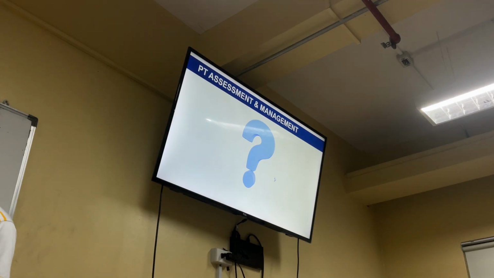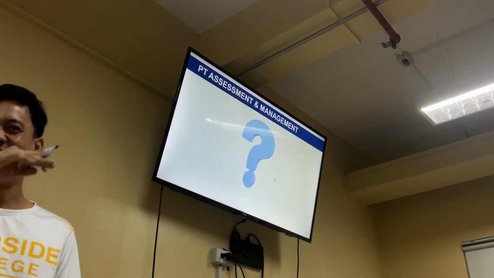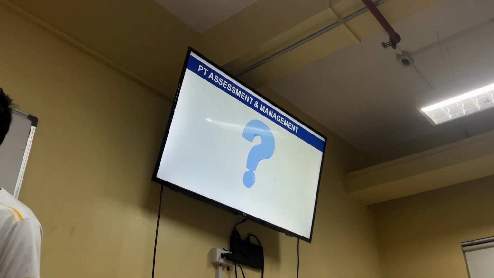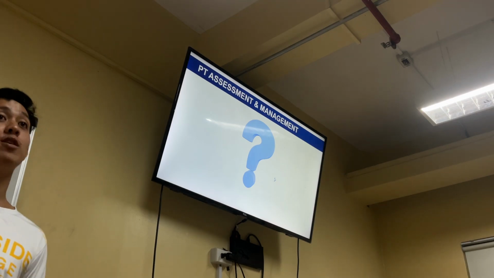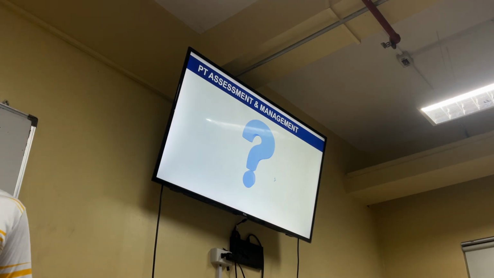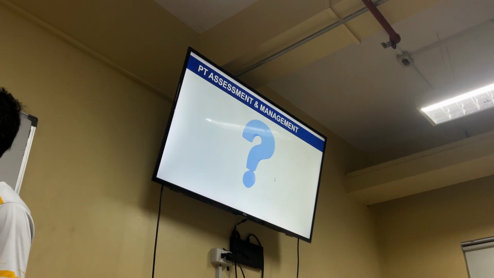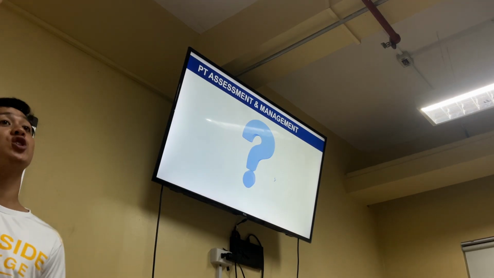Yes, you can use the pain scale, especially for the subjective part. Of course, vital signs. This is still an objective finding. Then ROM, MMT, especially for the shoulder, there might be a problem with your posture. Okay? Postural assessment is very important. Then special tests.